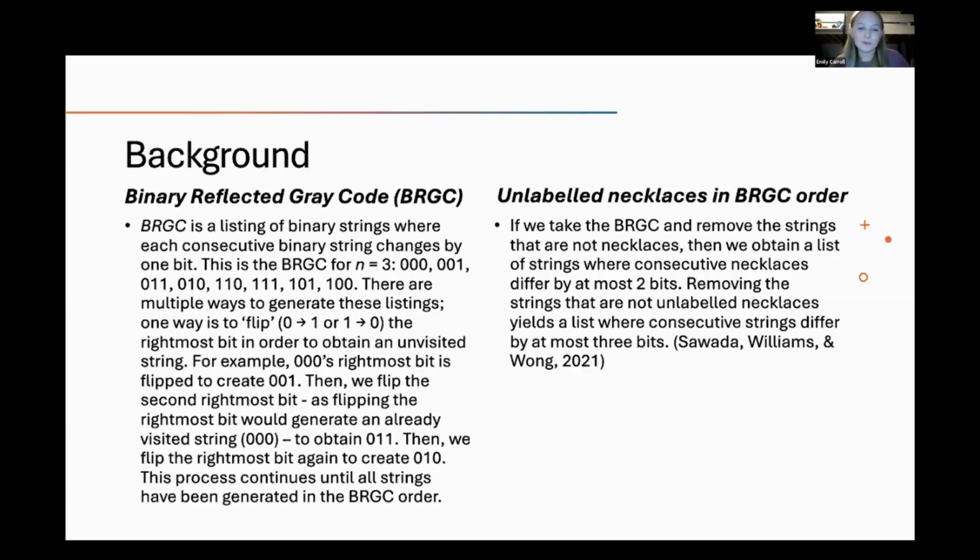For unlabeled necklaces in BRGC order, if we take the BRGC and remove the strings that are not necklaces, then we obtain a list of strings where consecutive necklaces differ by at most 2 bits. Removing the strings that are not unlabeled necklaces yields a list where consecutive strings differ by at most 3 bits.